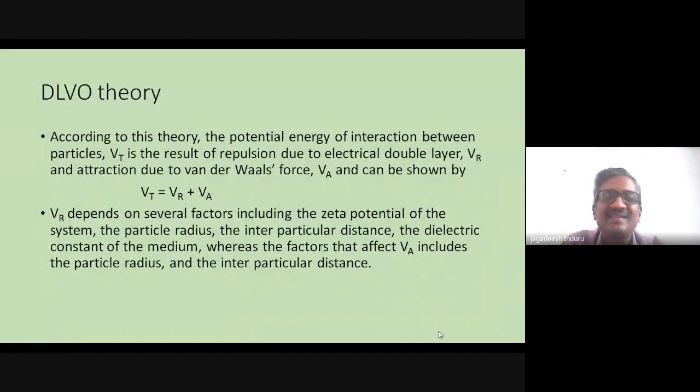VR depends on several parameters like the zeta potential of the system, the particle radius, interparticular distance, and the dielectric constant of the medium. These parameters are GPAT questions. You are going to get asked what the parameters are. Whereas the factors that affect VA, that is van der Waals attraction, are the diameter or radius and interparticular distances. So even though the charge is more, if the interparticular distance gets lesser and lesser, then what will happen? You are going to have an attraction.